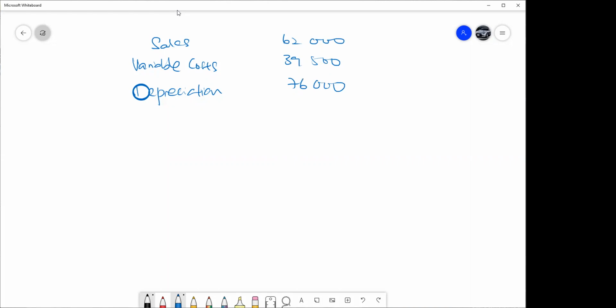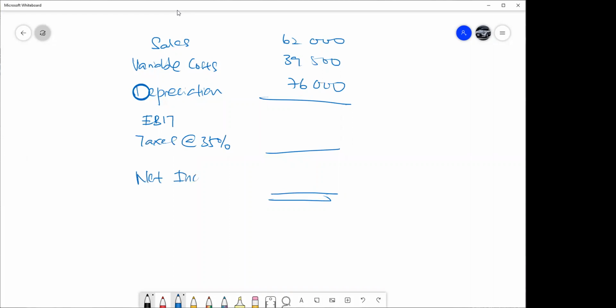They want you to find the EBIT, the taxes at 35%, and the net income. Fill in the missing number and calculate the OCF. What is the depreciation tax shield? So this is the figure that they give you in the income statement.